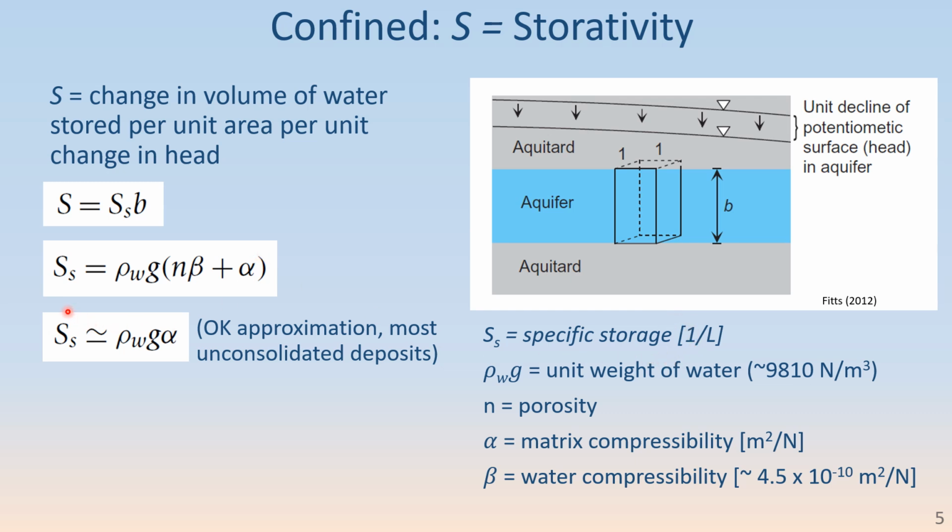S sub S, in turn, has two terms. The first having to do with the compressibility of water, where beta is the compressibility of water, and n is porosity. And the second term is alpha, which is the matrix compressibility. And in unconsolidated materials, this first term having to do with water compression tends to be small relative to the matrix compression, and you can approximate specific storage with this third equation.